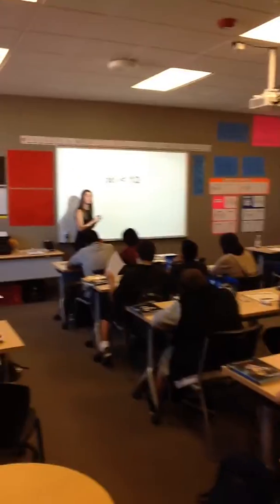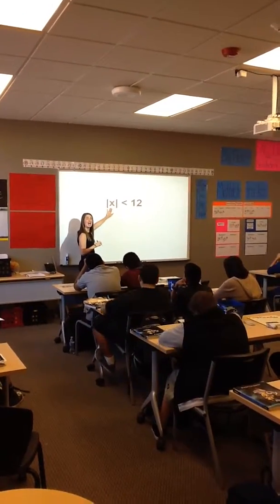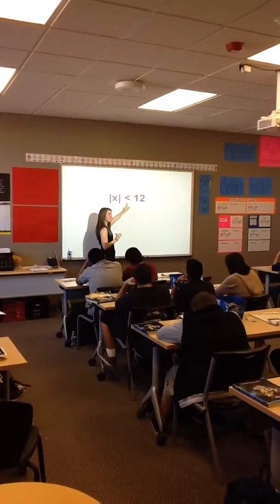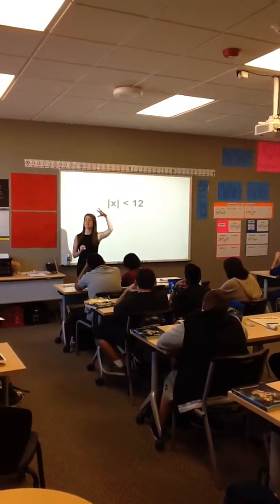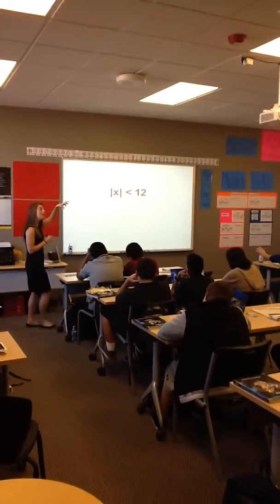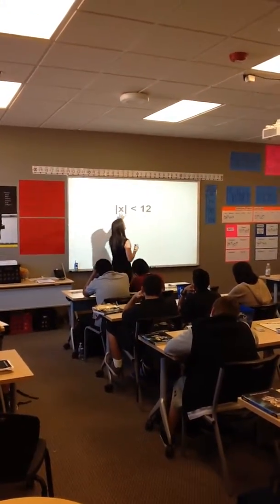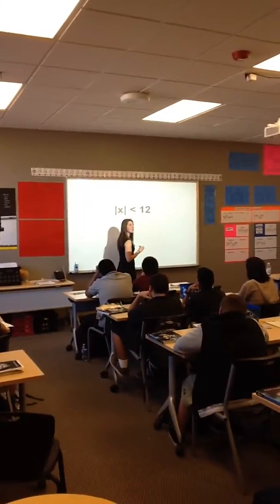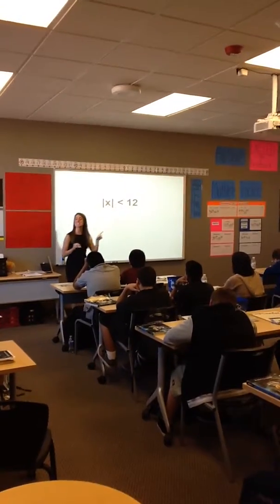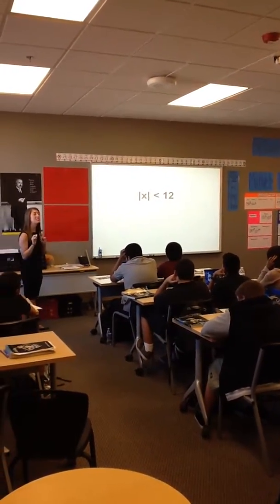So here's your first problem. We have the absolute value of some number x is less than 12. So let's think about this conceptually. Some number x is less than 12 spaces from 0.